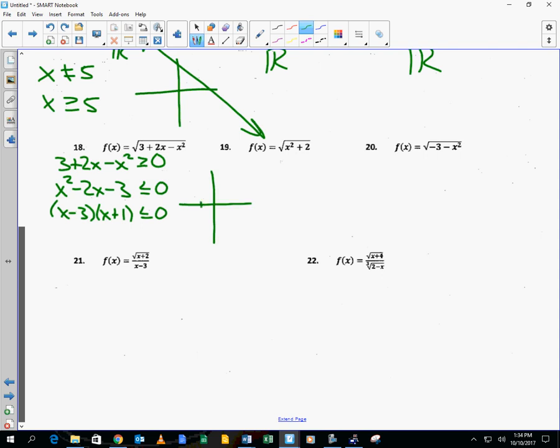Crosses through -1 and 3. Are we looking for where it's positive or negative? Yep, we're looking for where it's below the x-axis due to our symbol. And so that's going to be from -1 to +3.